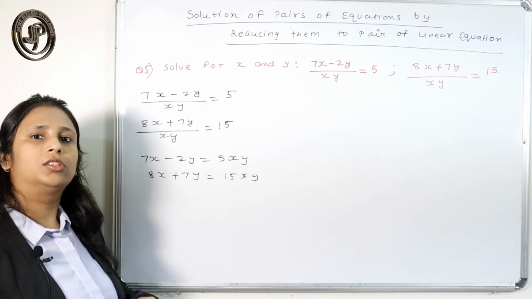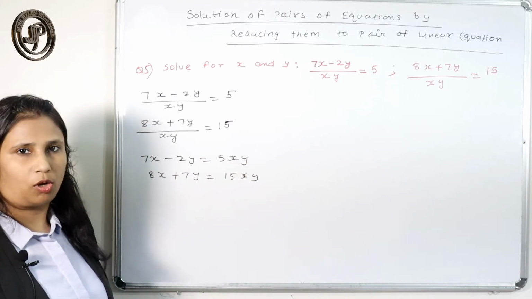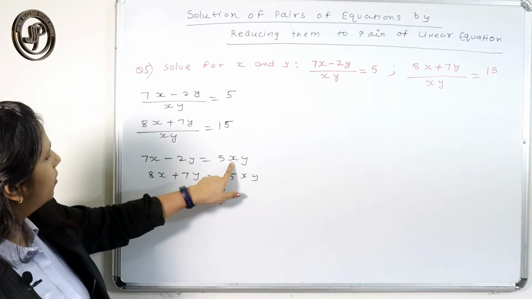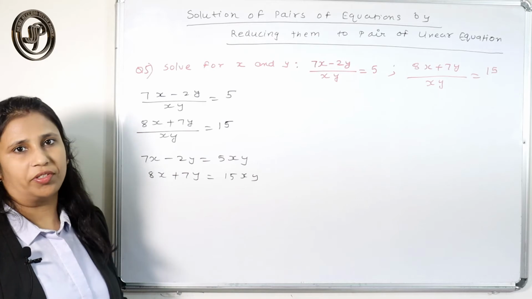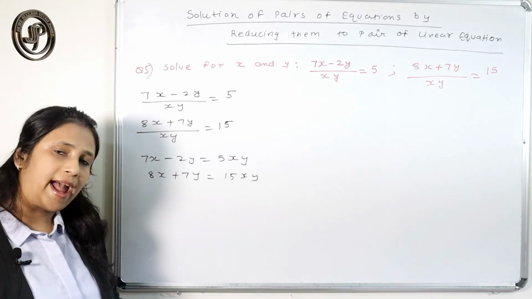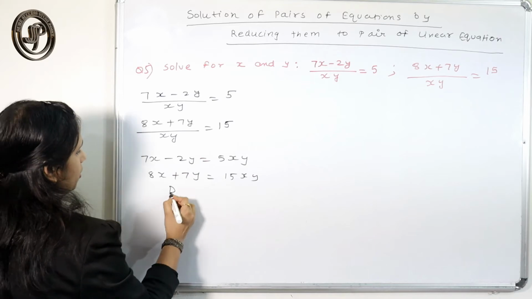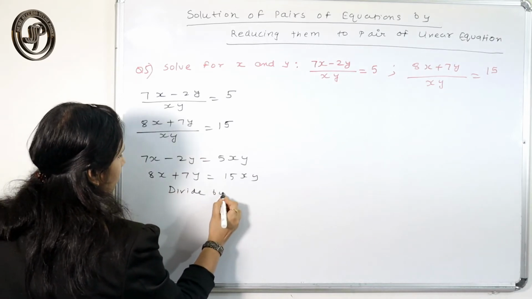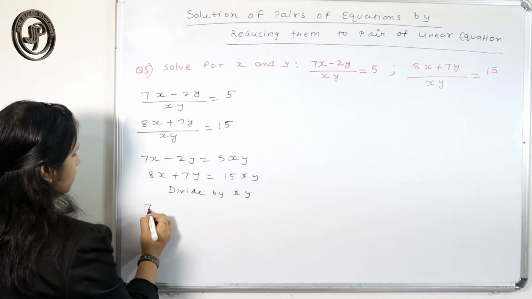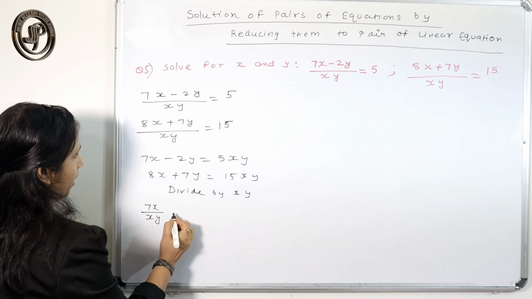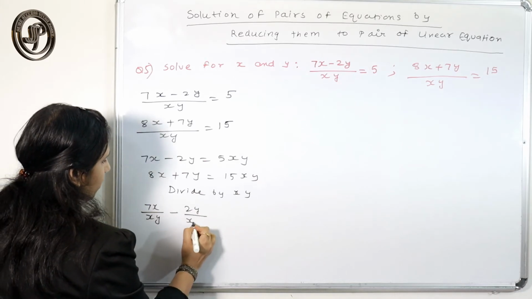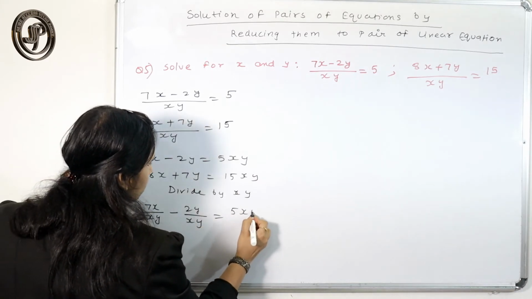But the constant term should be independent of x and y. So here there is xy with the constant term. Then you have to remove that xy. So just divide the whole equation by xy. Divide by xy. If I divide this equation by xy, this by xy, this by xy.